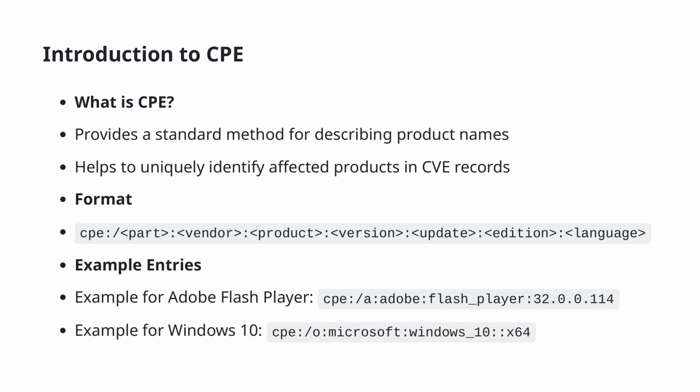For instance, consider the example for Adobe Flash Player, which is represented as cpe:/a:adobe:flash_player:32.0.0.114. Here, a stands for application, followed by the vendor Adobe, the product Flash Player, and the version 32.0.0.114. Another example is Windows 10, denoted as cpe:/o:microsoft:windows_10:x64, where o stands for the operating system. By adhering to this format, security researchers and IT professionals can match specific products to known vulnerabilities efficiently, enhancing the overall security posture of an organization.